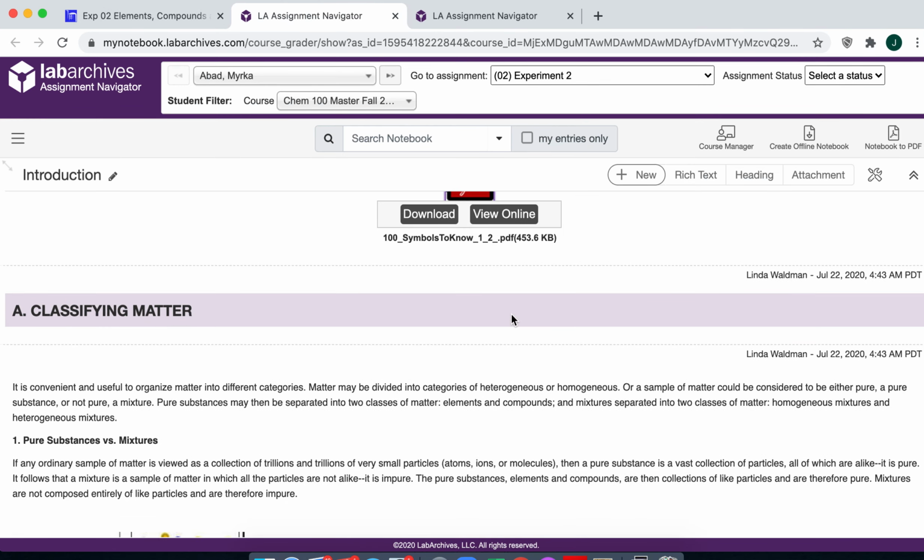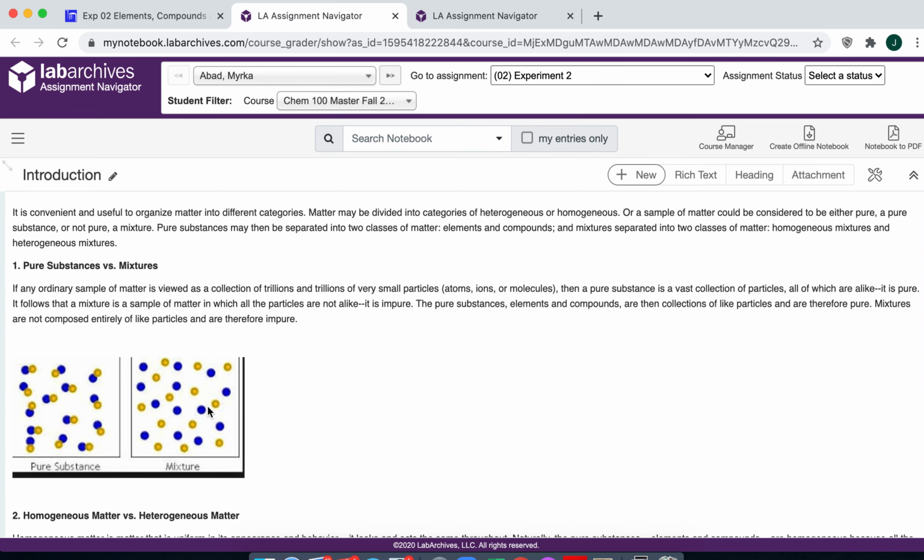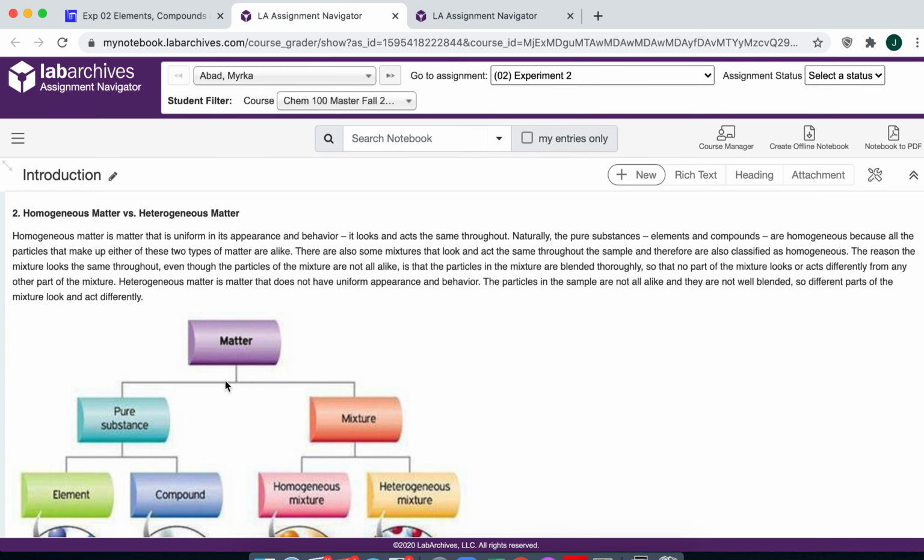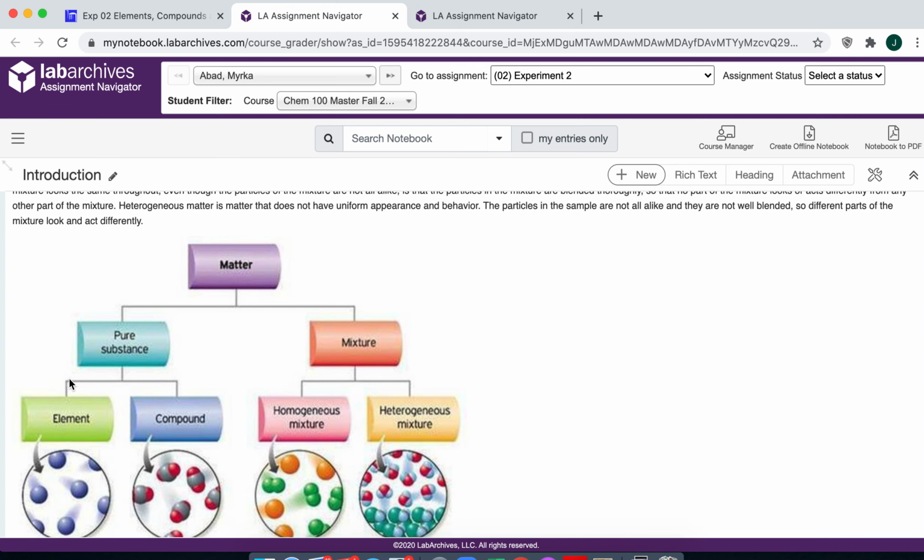Okay. The next part, classifying matter. All matter is classified under 2 different categories: pure substance and non-pure substance, which is mixtures. Mixtures are any type of combination of more than one substance. So under pure substance, there are 2 different classes: elements and compounds.